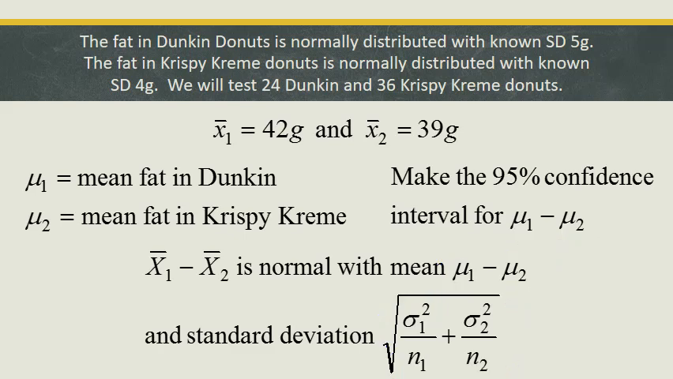Here's a very quick explanation. The sample mean of Dunkin' Donuts has this mean and this variance. The sample mean of Krispy Kreme has this mean and this variance. Remember that when you find the distribution of the difference, you subtract the means but you add the variances. Go back and take a look at the CLT video if you've forgotten why.